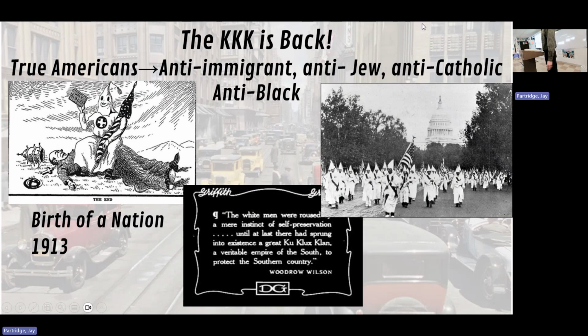And remember, the KKK had started again. The original Ku Klux Klan was to stop freedmen from voting and taking advantage of their rights. This one, the KKK saw themselves as the leaders of being true Americans. They were anti-immigrant, intensely anti-Jewish, intensely anti-Catholic, and of course, I put down anti-black, but it was anybody of darker colored skin. Let's be clear about it. And they saw themselves as true Protestant Christianity. And that was why they attacked Catholicism.